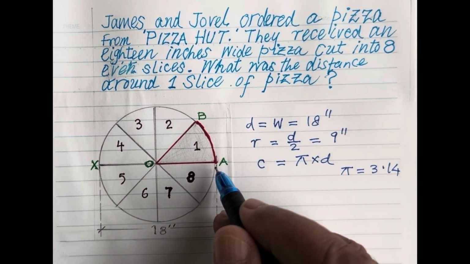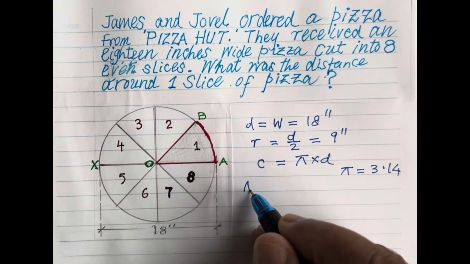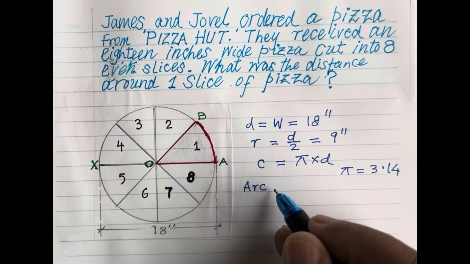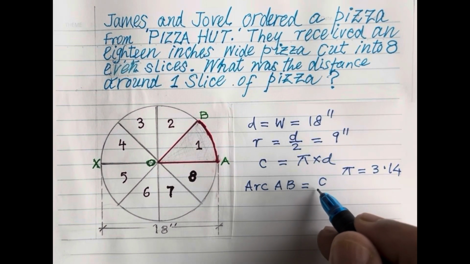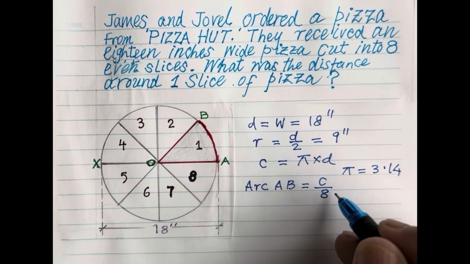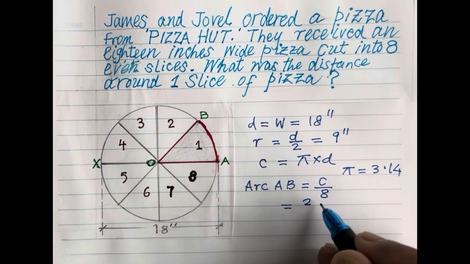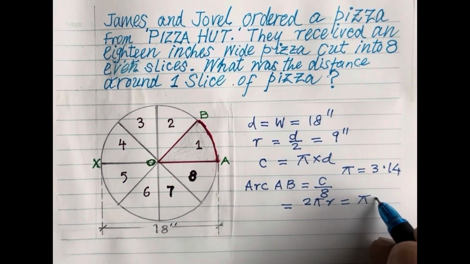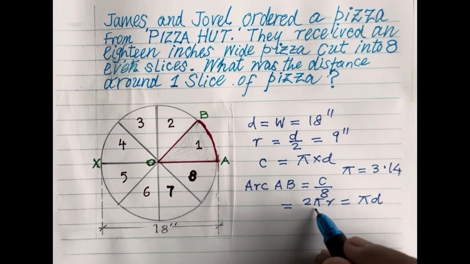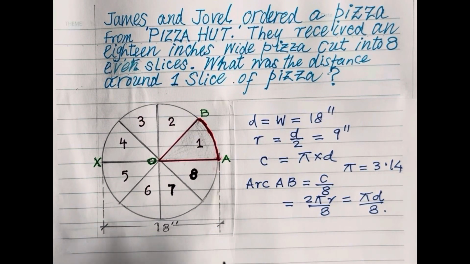this part AB is the arc of the slice. So one arc AB would be C over 8, the circumference over 8. And this will be equal to 2 pi r, or pi multiplied by diameter divided by 8, right?